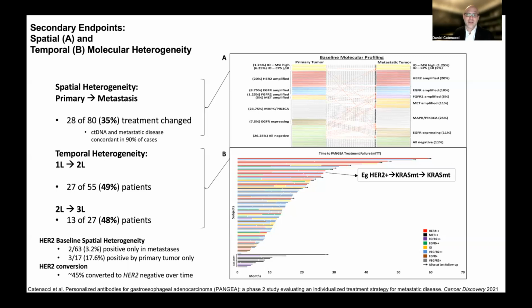And so this patient was not continued on anti-HER2 therapy per protocol. And similarly, from the transition to second line to third line, it maintained its HER2 negativity even after not getting anti-HER2 therapy in second line.